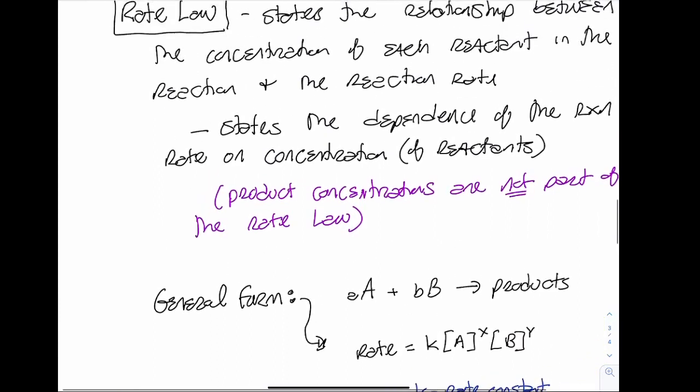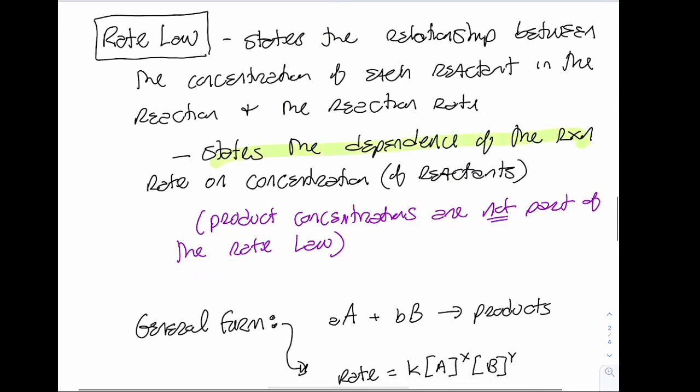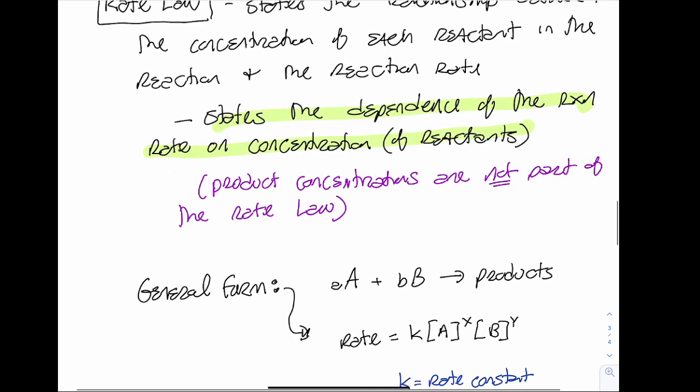Right? If we go back up and look at the definition, it states the dependence of the reaction rate on concentration. So as the concentration changes, how does it affect that rate? If you double the concentration, does the rate double? If you double the concentration, does the rate not change? If you double the concentration, does the rate go up 4 times? So how does a change in concentration affect that rate? So you would go into lab, you would change the concentration, you would measure the rate, and look to see how it's affected.